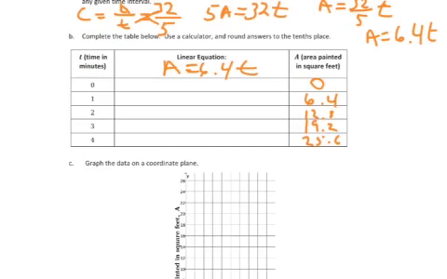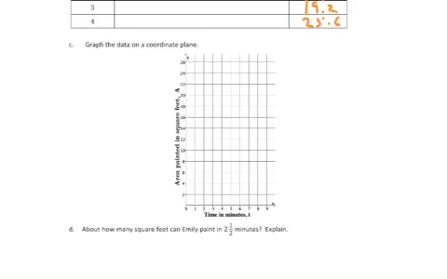Okay, so go ahead and check your answers with mine. Again, you're just substituting in different values for t. So the first one would be 6.4 times 0. That's why I got 0. The next one would be 6.4 times 1, which is 6.4, and so on. Okay, so just like we've done in the previous 3 problems, go ahead and place these on the graph. Go ahead and hit pause. I'm going to do that while you do it as well.